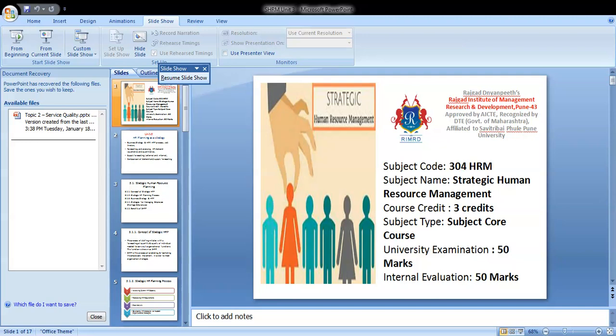So, moving to the next part, 3.1.2 strategic human resource planning process. There are four different steps involved in the strategic HRP process. They are assessing current capacity, then forecasting HR requirements, gap analysis, and the fourth one is developing HR strategies to support organizational strategies. So, the first step is assessing current HR capability.